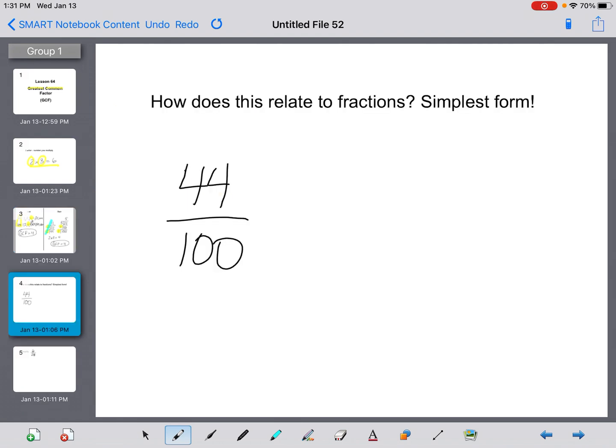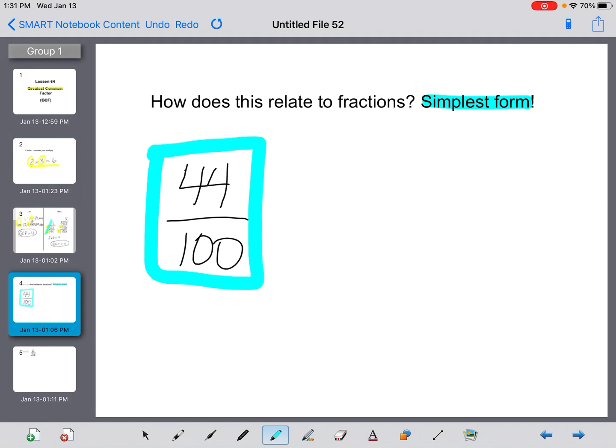Now, how does this relate to fractions? Well, it relates to fractions because the GCF helps us put fractions into simplest form. Okay, so you have to imagine that I had given you the fraction 44 out of 100, and I asked you to put it into simplest form.